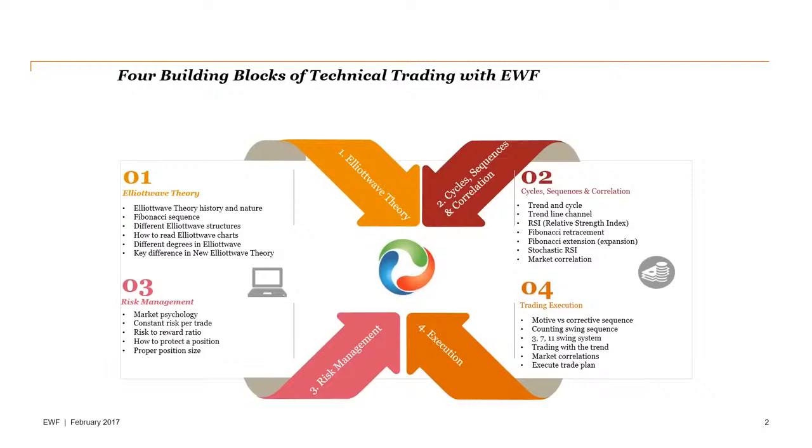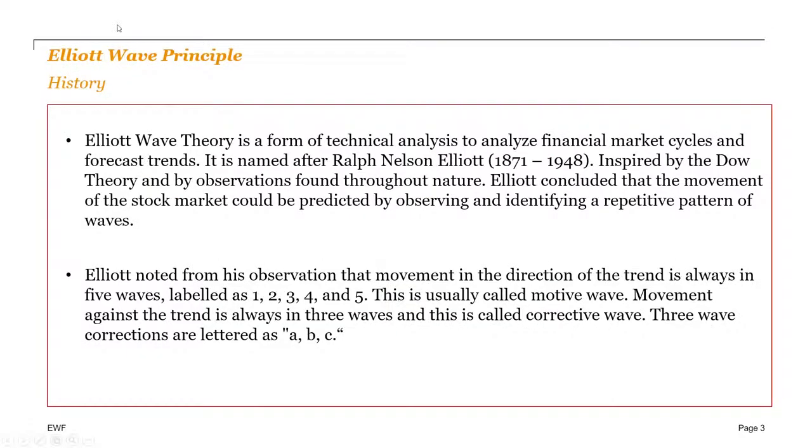Now let's take a look here. Today we're going to talk about Elliott Wave theory. A little bit of history here. Elliott Wave theory is a form of technical analysis to analyze financial market cycles and forecast the trends. It is named after Ralph Nelson Elliott, who lived from 1871 to 1948, and he was inspired by the Dow theory.